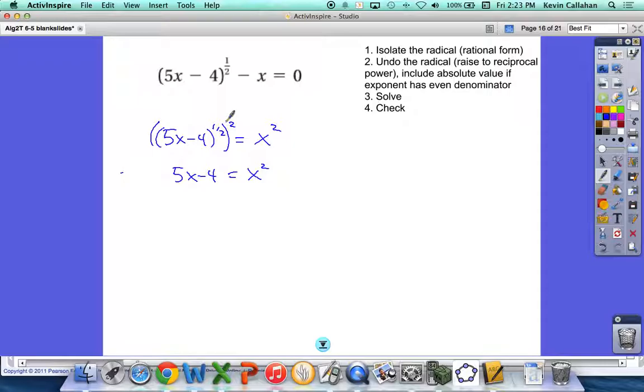Okay, now, quadratic, what do I need to do? Get everything on one side, 0 on the other, right? You could move the x squared over to make negative x squared, but I would prefer to have a positive leading term. So this will look like x squared minus 5x plus 4. How does that factor? Negative 1, negative 4. So x equals 1 and 4.